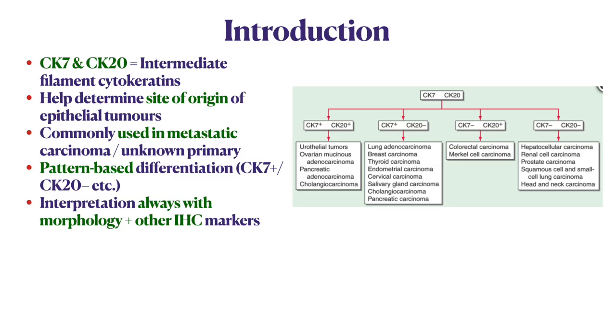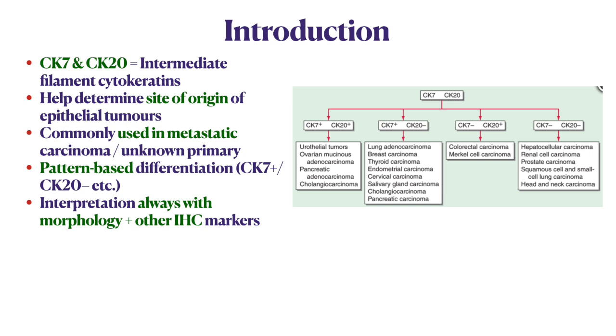So CK7 and CK20, what are they? These are intermediate filament cytokeratins. The main use is they help in identifying the site of origin, and they're used for metastatic carcinomas or carcinomas of unknown primary. So based on whether CK7 and CK20 are positive or negative, or the varying combinations, we can try to rule out or come to a differential as to where the primary is arising from.